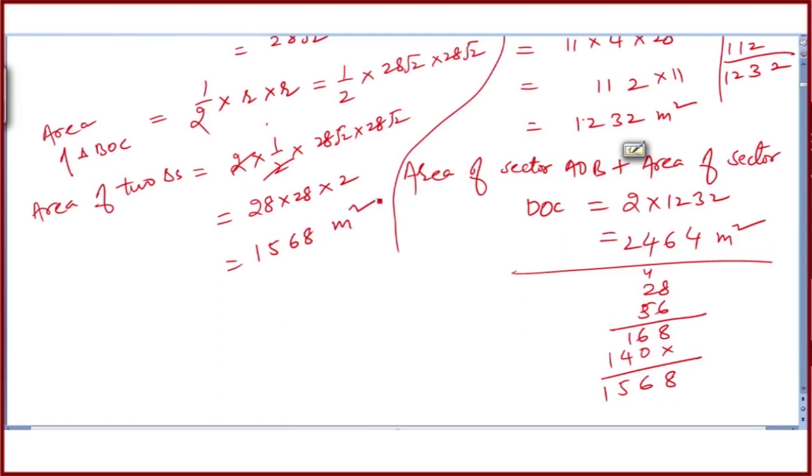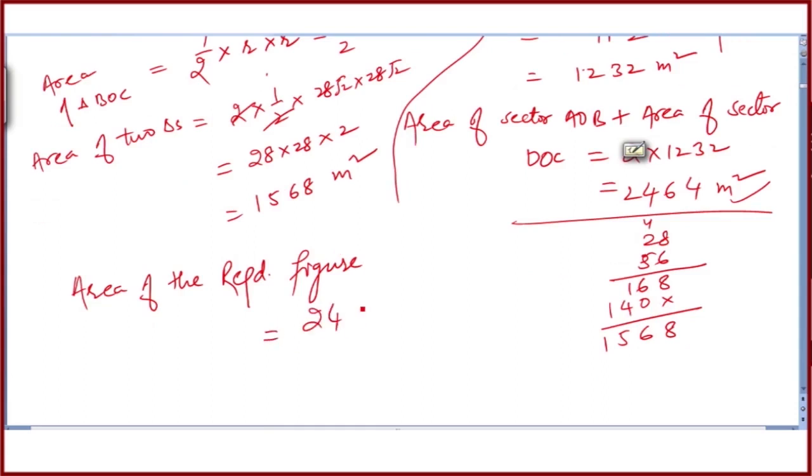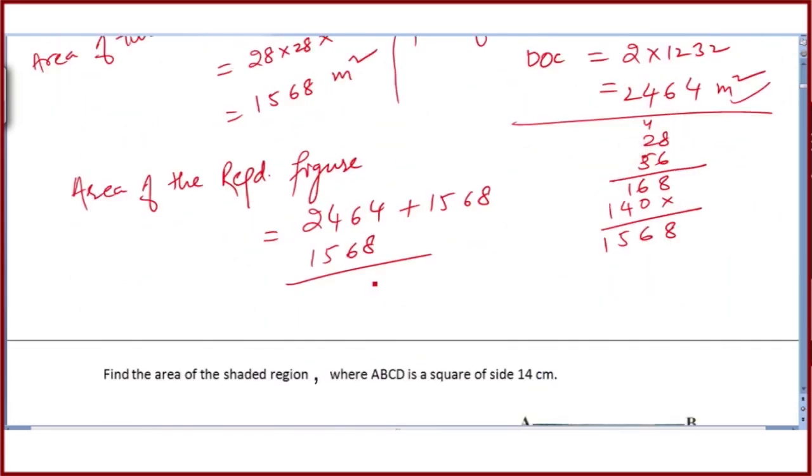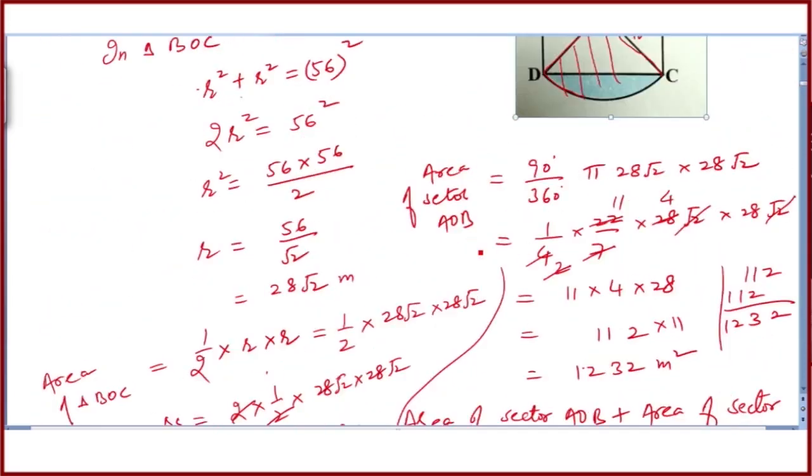1568 meter square, okay? Now, so area of the required figure is just the sum of this area and this area, right? Which is equal to 2464 plus 1568. Now, if you add 1568 in it, this is 4032 meter square, right? This is one of the methods to calculate this area of this combination of figures.